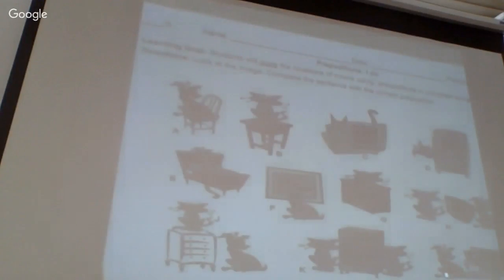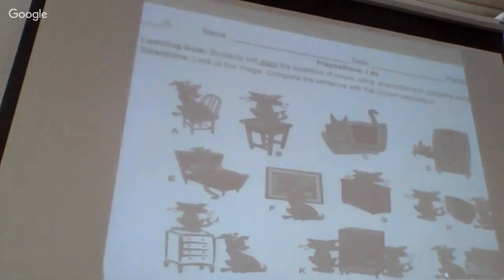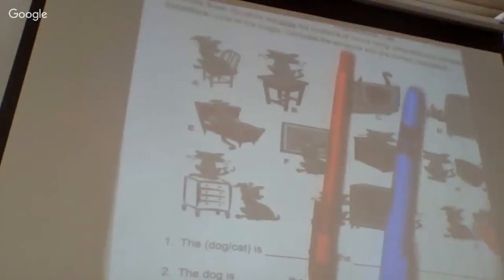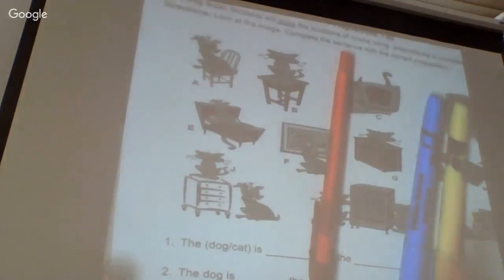Okay, we're going to look at the I do practice. So this is all teacher. You're going to follow along in the video, and then you're going to copy what I am doing. And make sure you have all your materials, your paper, red pen, blue highlighter, and yellow highlighter.